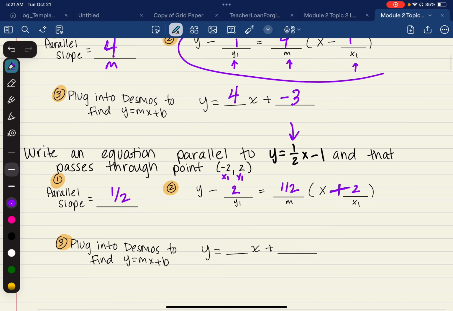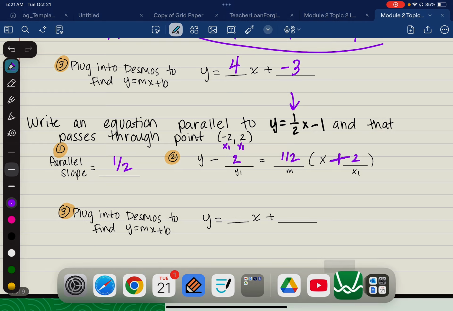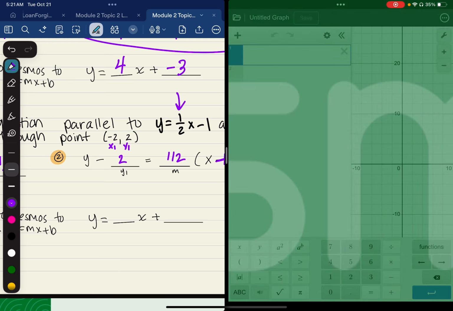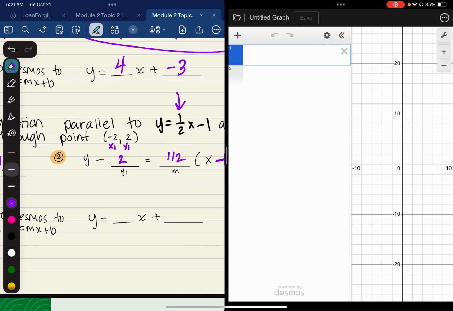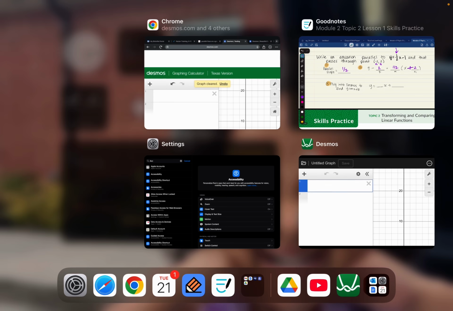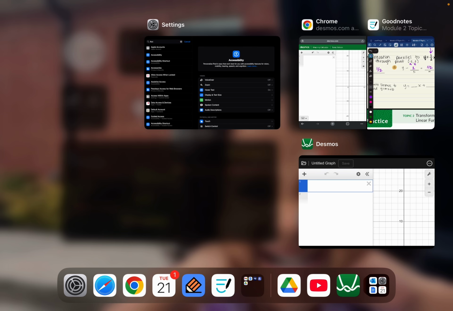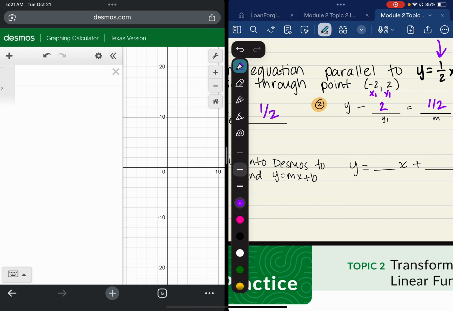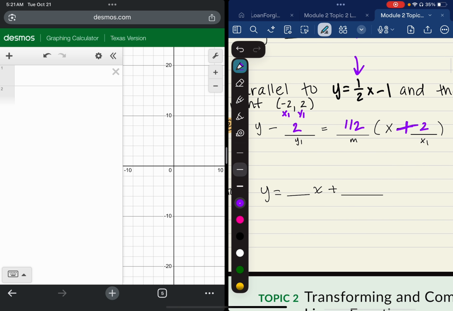All right, now what we do is plug it into Desmos. So I'm going to pull up Desmos real quick again. Oops, wrong Desmos. This one is the gray top. We don't want that one. We want this one right here. Oops, no, we want this one. All right, so now what we do is I'm going to take this equation right here that I wrote. I'm going to plug it in.